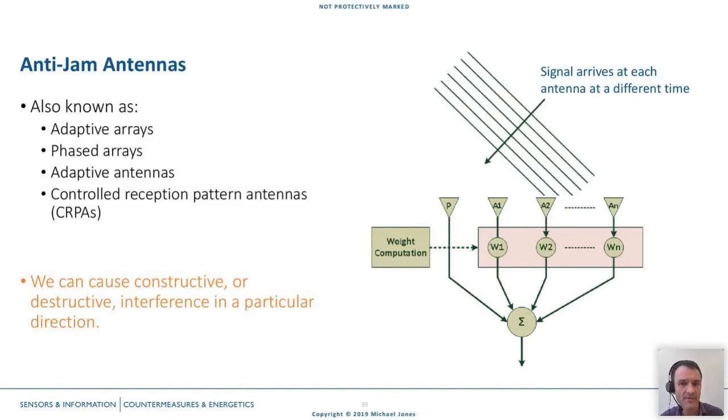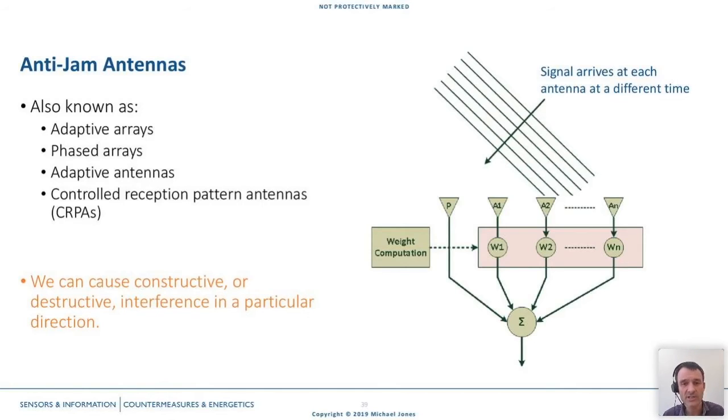So if we phase shift the signal from antenna A2 so that it's delayed, we can get it to line up with the signal that's arriving at the primary antenna P. By careful adjustment of those weights, you can cause all of the signals to line up in a particular direction and give you lots of gain in that direction. Or conversely, you could get it so that the signal cancels out in a particular direction and you don't see anything in that direction. And that's how we do anti-jam.